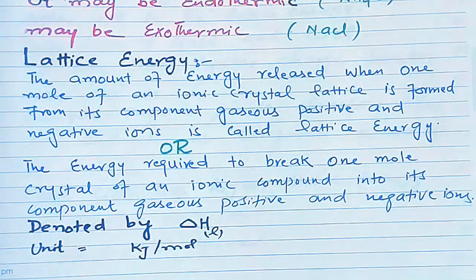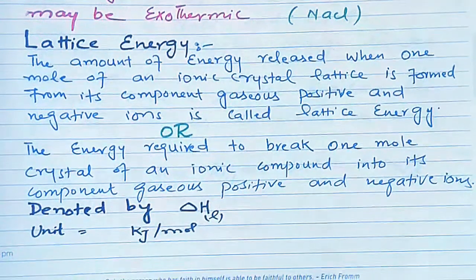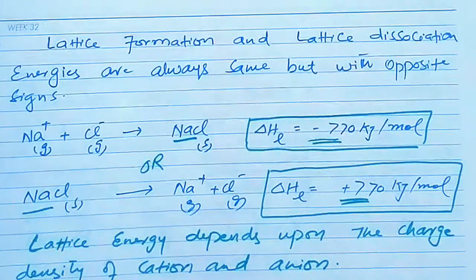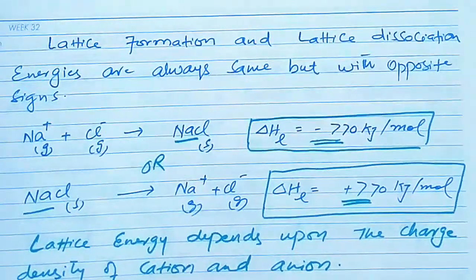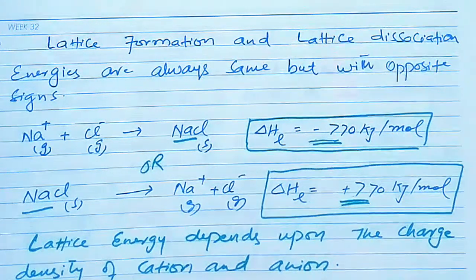Now lattice energy is denoted by delta H with a small l, and the units of lattice energy are the same as the units of heat of formation, combustion or neutralization, that is kilojoule per mole. Lattice formation energy and lattice dissociation energy are always the same but with opposite signs.